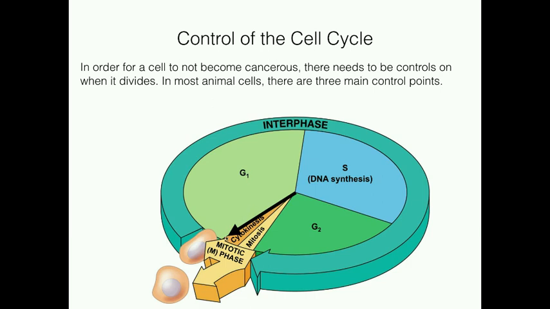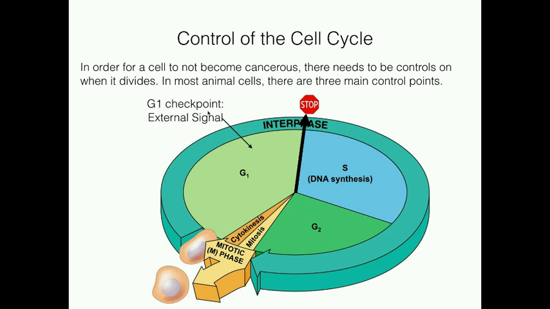So there are control points in the cell cycle. And in most animal cells, there are three main control points. You see this arrow here? This is pointing to where in the cell cycle we are. So we're starting off with a fresh cell. It just divided. We have a new daughter cell right from a mitotic split, and it's going to go through G1.